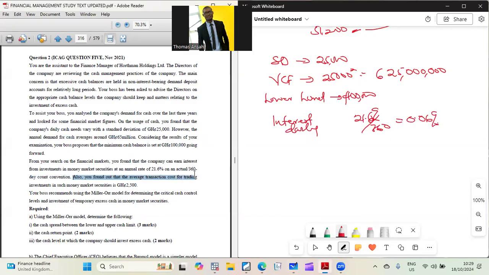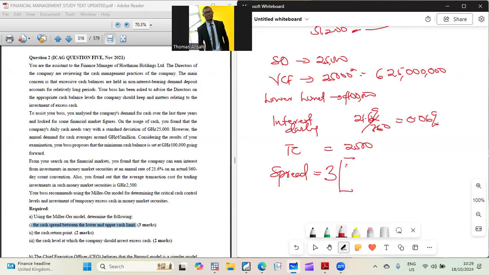You found out that the average transaction cost, TC, is 2,500. So your boss recommends Miller-Orr. If he recommends Miller-Orr, he said to calculate the cash spread between the lower and upper limits. The spread formula, if you remember correctly, is 3 times (3/4 of 2,500, which is your transaction cost, times the variance of 62.625 million, all over this, where you introduce 2 zeros) raised to the power 1/3.